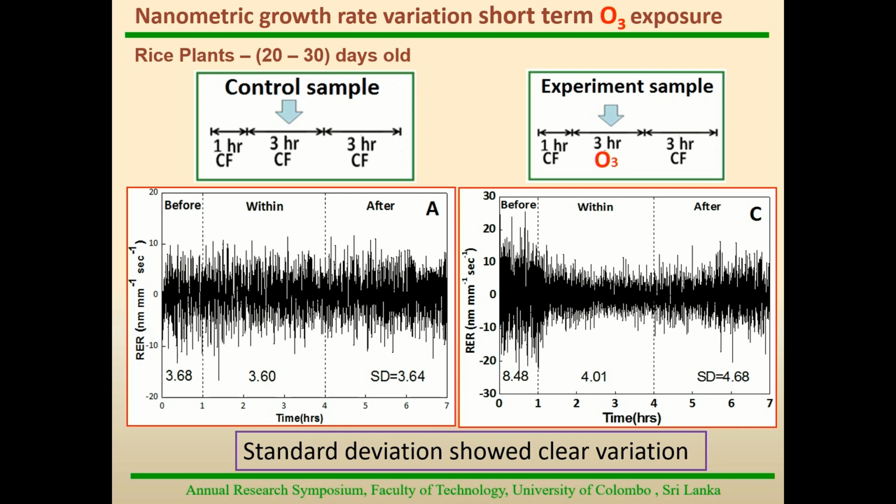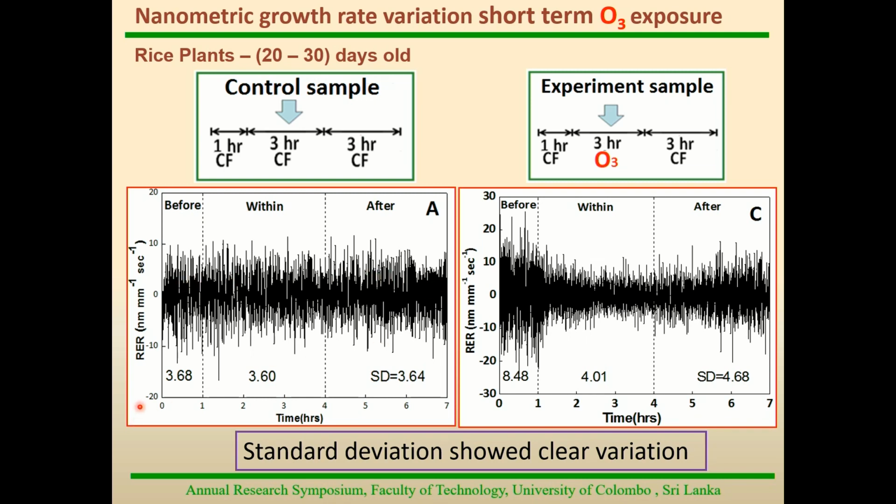Now I will show you experimental data which we gathered from the SIT. This is the short-term ozone exposure. As I showed in the image, we applied ozone and charcoal filtered air to the chamber and measured the growth rate behavior. We had a control sample and an experimental sample. The whole experiment period was 7 hours, divided into 3 time intervals: 1 hour charcoal filter, 3 hours ozone, and again 3 hours charcoal filter. So altogether we have 7 hours. For the control experiment, we applied charcoal filter for all 7 hours.